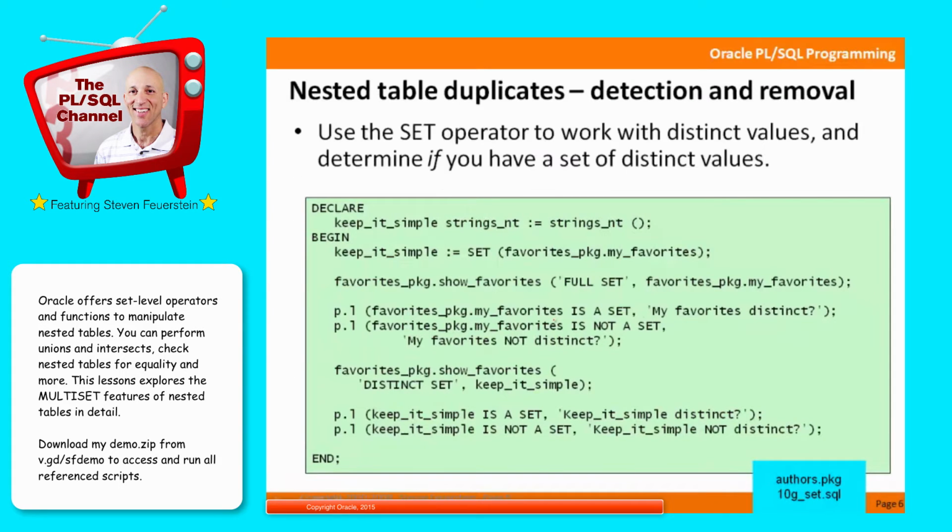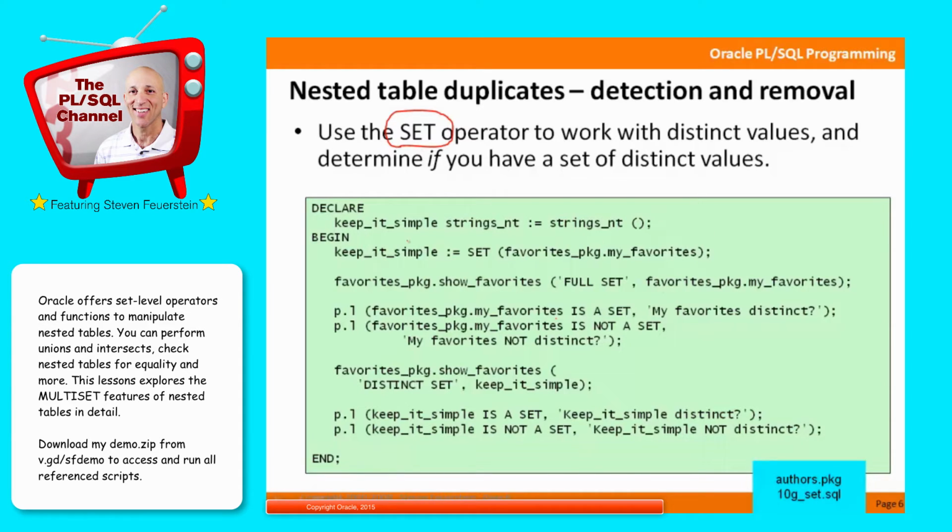Nested table duplicates. A multiset is a data set that can have multiples of the same values. Duplicates are significant. A set is a multiset without duplicate values. And you can use the set operator to determine if you have a set of distinct values and also to remove any duplicates.